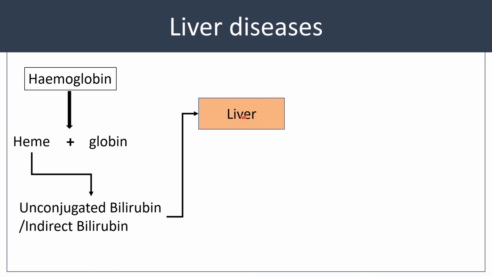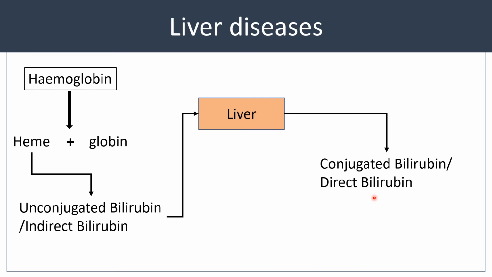Once it has reached the liver, it will get converted to a water soluble bilirubin. That is how we convert a water insoluble bilirubin to a water soluble one, by conjugating a substance called UDP glucuronic acid. By adding UDP glucuronic acid, we are able to convert unconjugated water insoluble bilirubin into a conjugated direct bilirubin which is water soluble. Why is it called conjugated bilirubin? Because we have conjugated the bilirubin with UDP glucuronic acid.